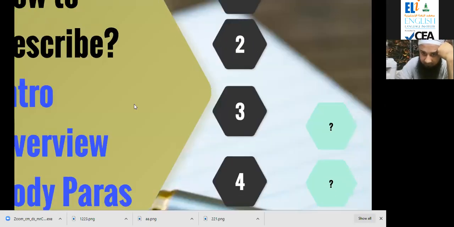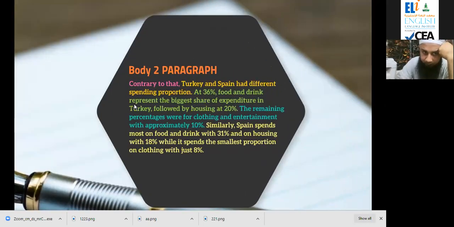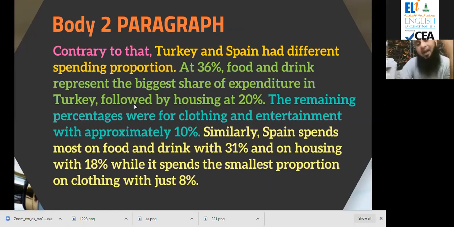Then comes paragraph 2. Contrary to that, on the other hand, in contrast, however, you could write anything here to link your first paragraph to this one for cohesion purposes. Turkey and Spain had different spending portions. At 36%, food and drink represent the biggest share of expenditure in Turkey, followed by housing at 20%. Okay, this is the first sentence about Turkey and Spain.